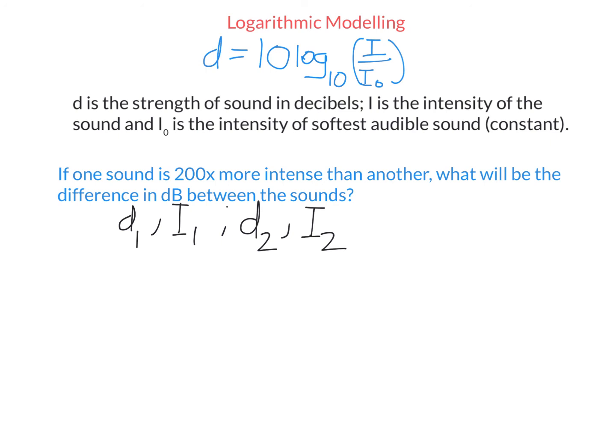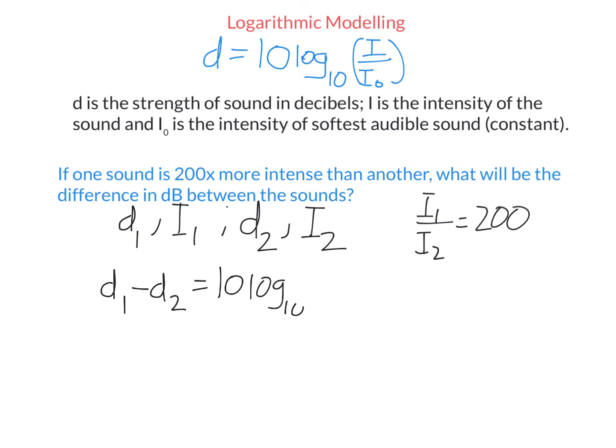So in this case, we're told that I1 over I2 is equal to 200. That's what it means, that the intensity of the first sound is 200 times the intensity of the other sound. So what we want to know is the difference in decibels. How many more decibels is the louder sound than the softer sound? Is it 30 decibels more or 20 decibels more or whatever? So D1 minus D2 is going to be, this is D1, so it's the same formula, but I use I1, and then I'm going to subtract D2.